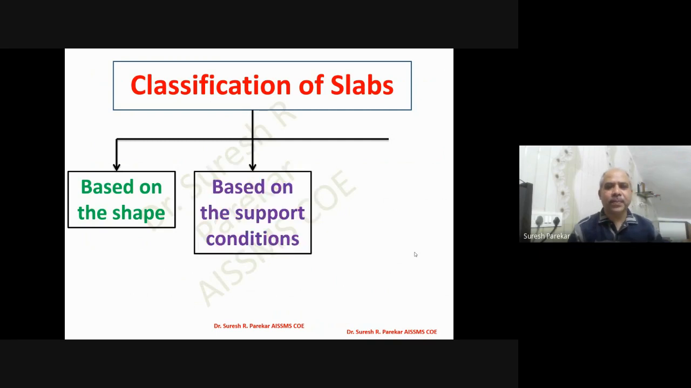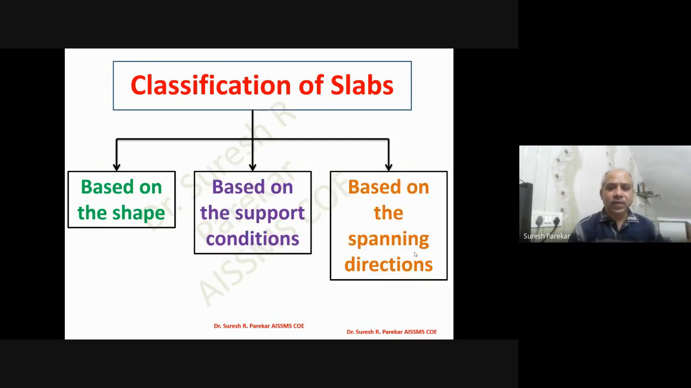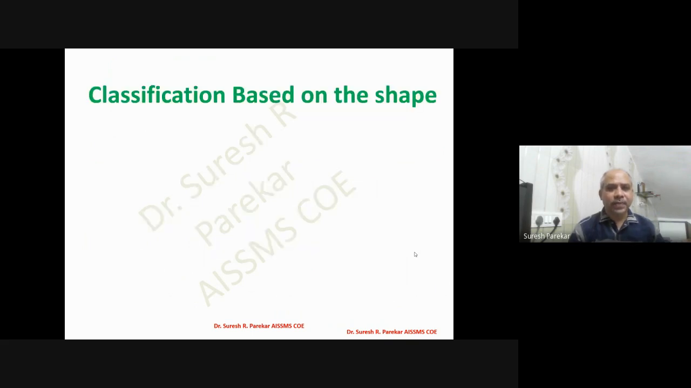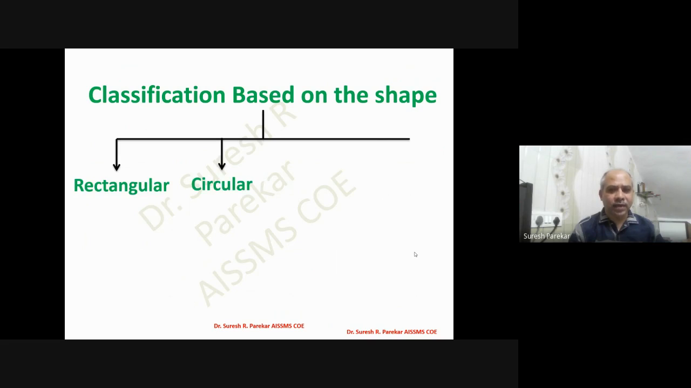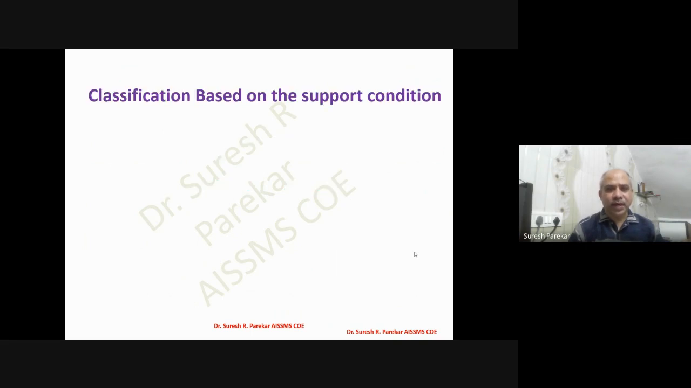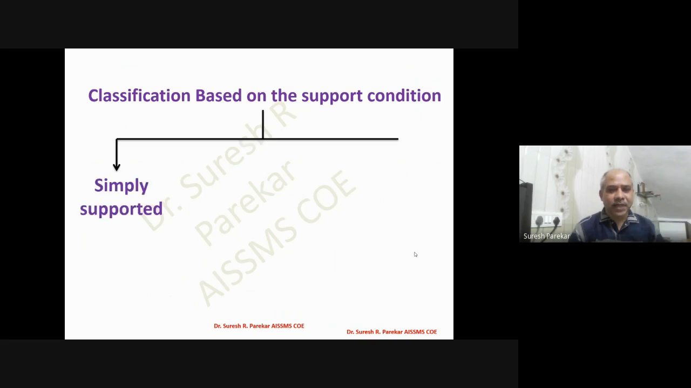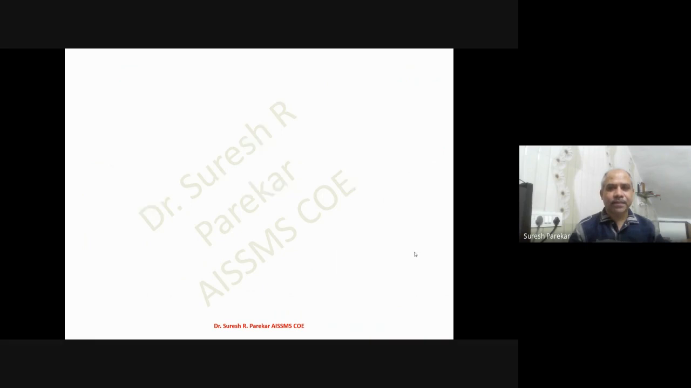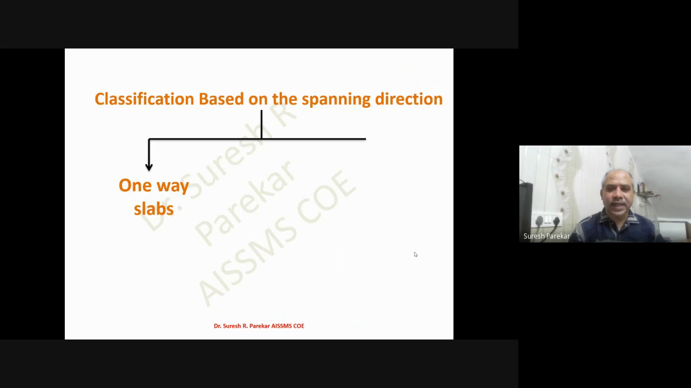So based on the shape, based on the support condition, and based on the spanning direction. Based on the shape, we can have rectangular, then circular, square. We can cast any required shape of the slab. Then depending upon the support conditions, we have three types: simply supported, cantilever, and continuous. Then the classification based on the spanning direction, we have two: one-way slabs and two-way slabs.